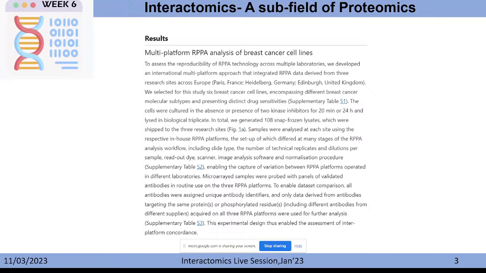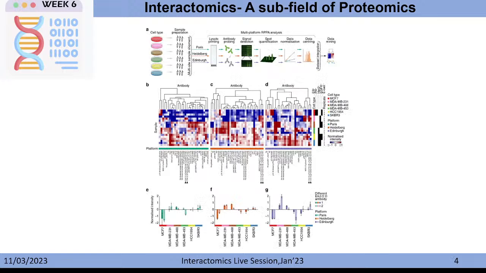Microarrayed samples were probed with panels of validated antibodies in routine use on the three RPPA platforms. As I mentioned in the lecture, you need to have panels of validated antibodies in routine use to enable dataset comparison. All antibodies were assigned unique antibody identifiers. Data derived from antibodies targeting the same proteins or phosphorylated residues, including different antibodies from different suppliers, acquired on all three RPPA platforms, were used for further analysis. So this was for the further components.